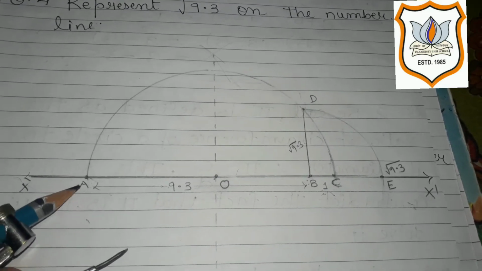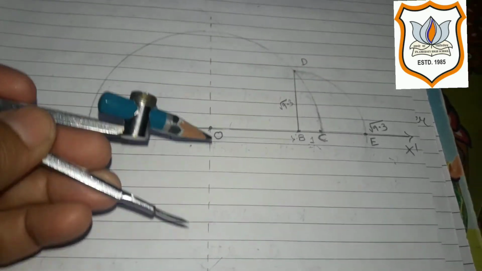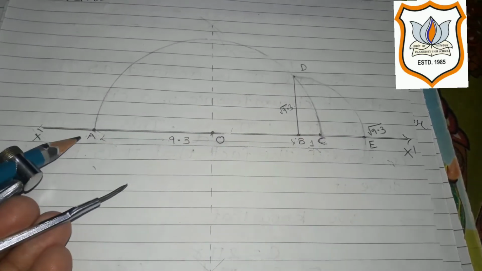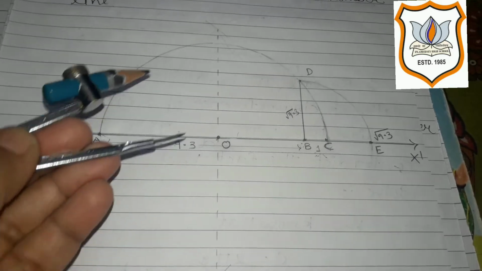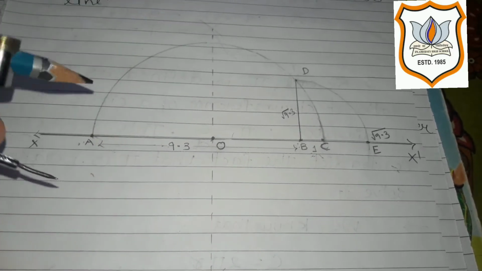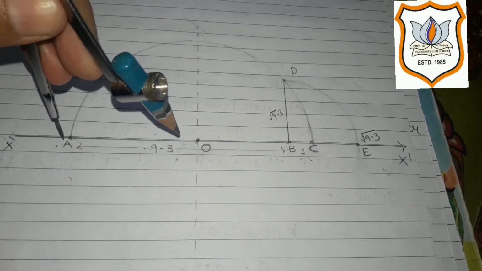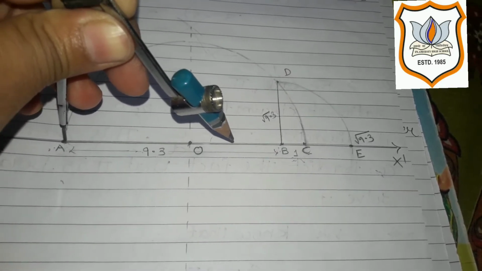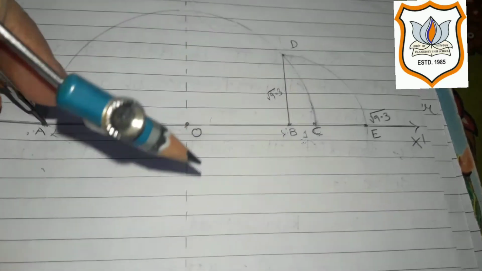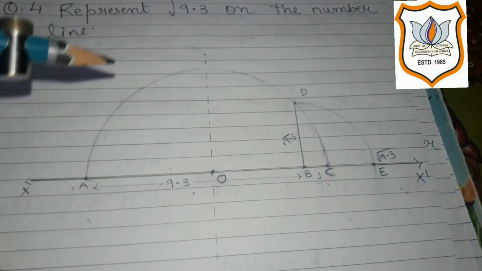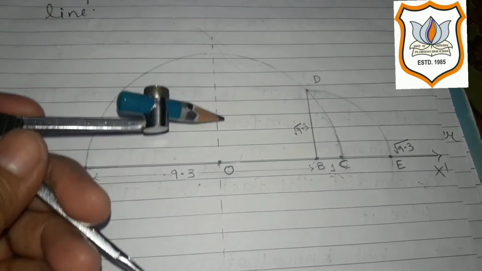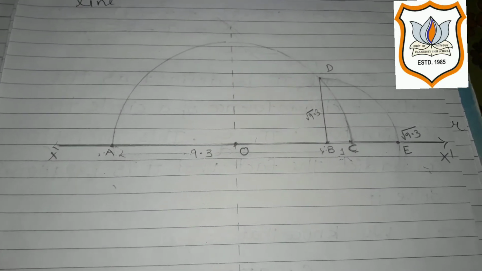Now, make a perpendicular bisector of AC. You know how we can make a perpendicular bisector? Take a measure more than half of AC and draw arcs from both the sides, and in this way we can make a perpendicular bisector of AC.